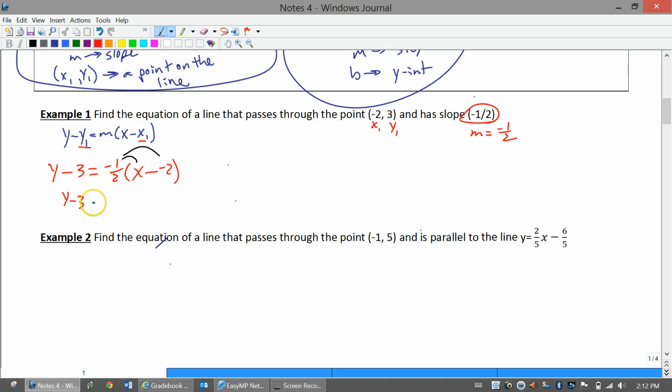Distribute: y minus 3 equals -1/2 times x plus 2. Negative times negative is plus, so -1/2 times +2 is going to be -1. Then we solve for y, so we add 3, and we get y equals -1/2 x plus 2. That final response at the very bottom is going to be it.